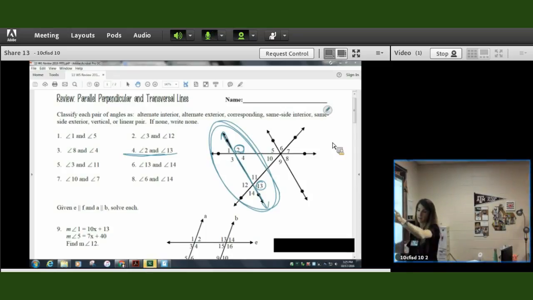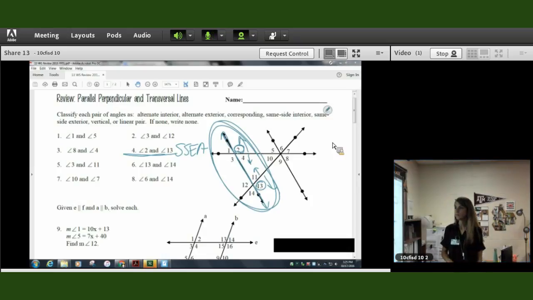You already said it. Same side. Are they interior or exterior? They're exterior. So yeah, they're same side exterior. I'm gonna keep the interior side. Thank you for telling me. I'll have to change it on the key then. Cool. I can do that. Which one?